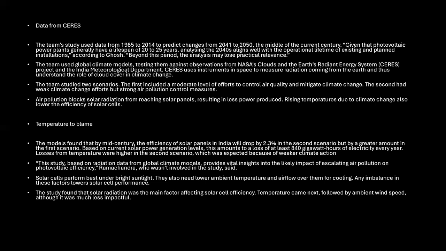Rising temperature is one of the biggest factors. If the temperature is rising, then automatically the solar panel may not work efficiently. Air pollution blocks the solar radiation from reaching the solar panels, resulting in less power produced. Rising temperature due to climate change is also one of the factors affecting the efficiency of our solar panels, right? Regional variations in the solar potential. In different places it's going to be different, right? Here the model is telling that there could be a drop of 2.3% in the second scenario, but a greater amount in the first scenario. I mean, there are scenarios that I've mentioned over here, right?